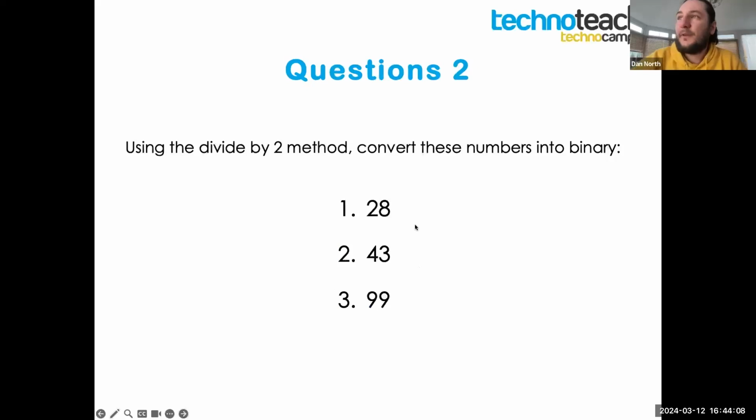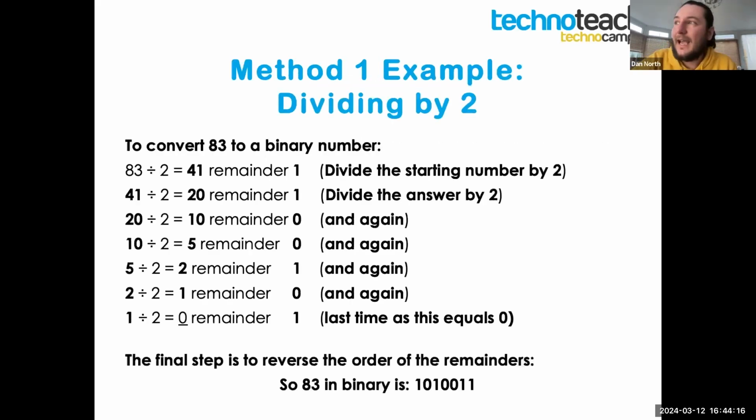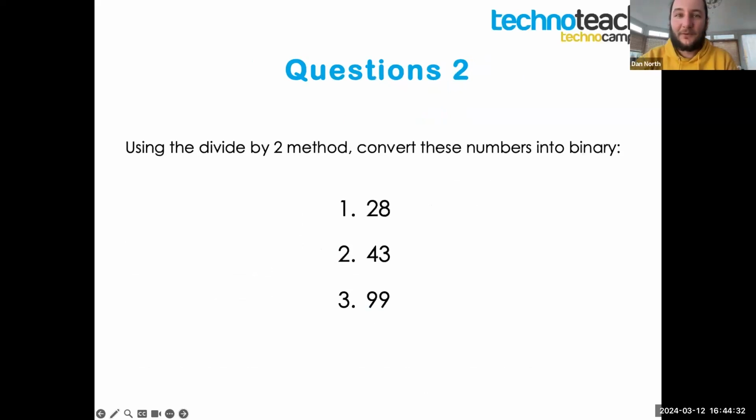So there you go. There are 3 numbers for you to test using the divide by 2 method. So remember, divide by 2 every time. If there's a remainder, write it down. And then divide the number that you got by 2 again. And repeatedly do that all the way down. Read the number in reverse. Okay, I'll give you a few minutes to do that.